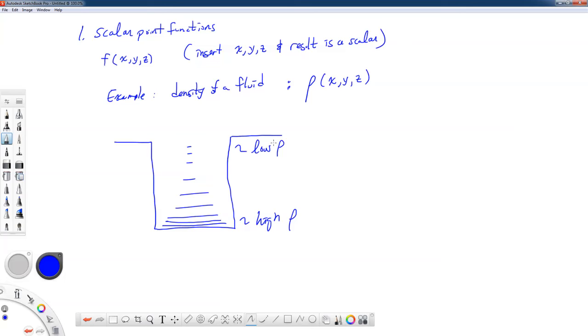Now, a lot of times in our class, we're going to want to deal with continuous functions. There will be some exceptions to that, but continuous functions will meet certain differentiability requirements, which will be nice for us to deal with in this class. So in this case, we'll just say the density changes continuously from the bottom to the top.